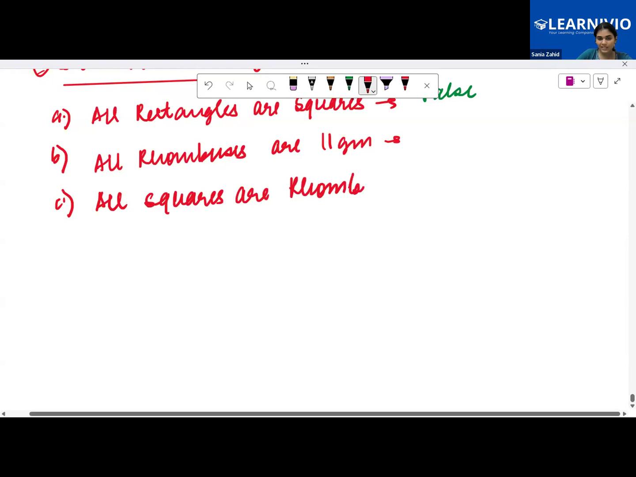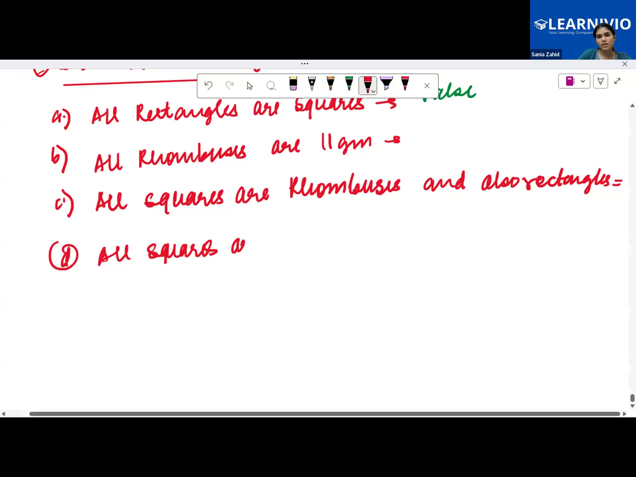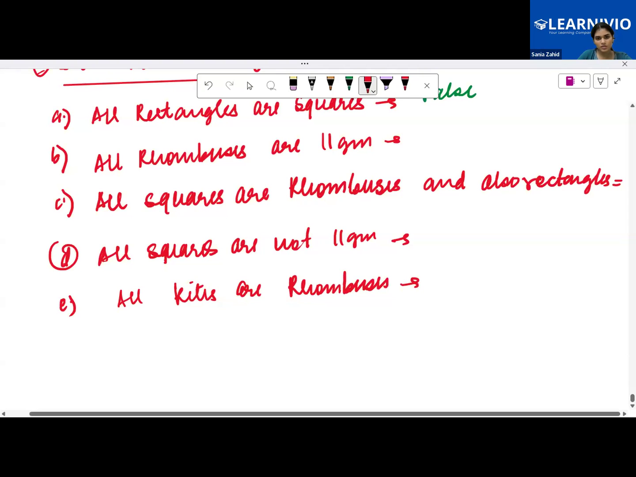I'll explain it. First, let me write out the question. All squares are rhombuses and also rectangles. Then D is all squares are not parallelograms. All kites are rhombuses.